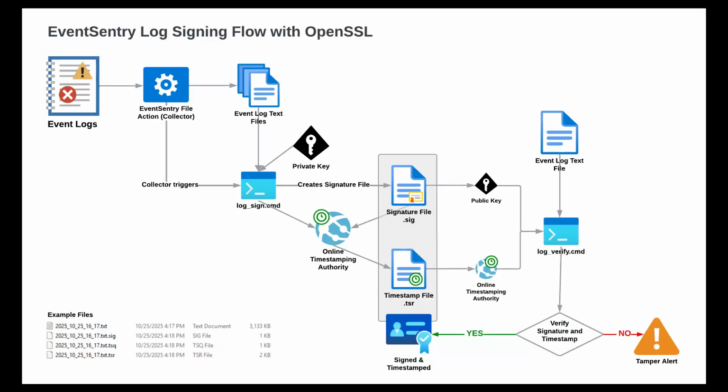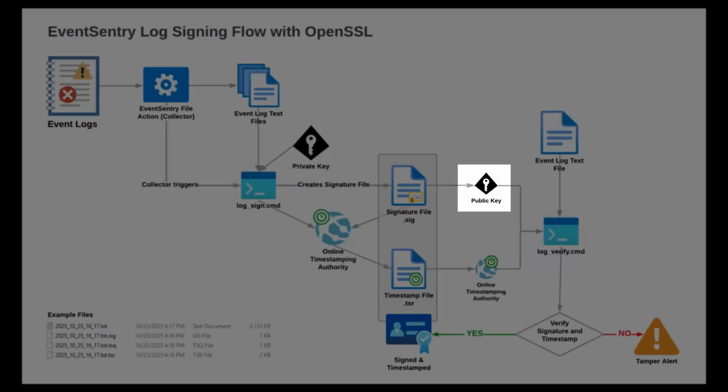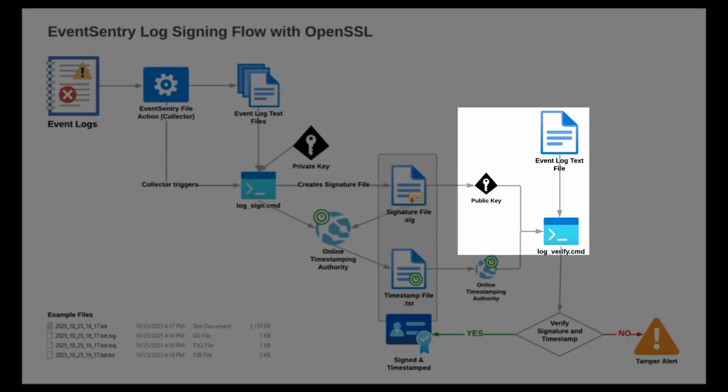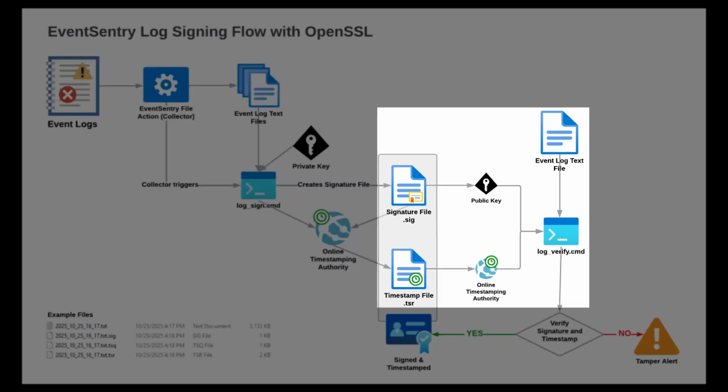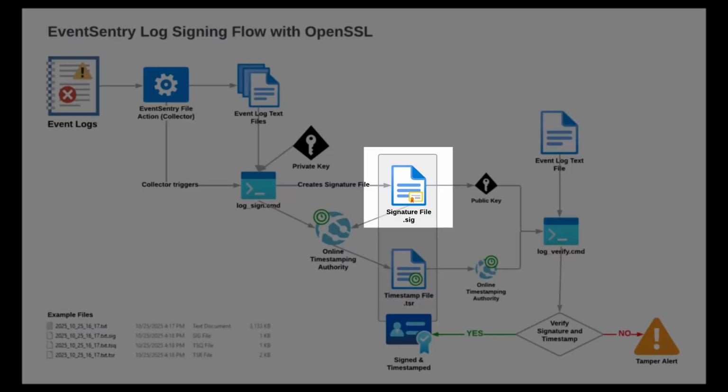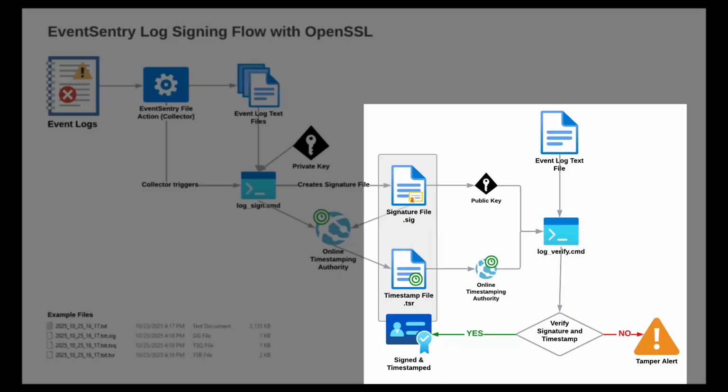Now, to verify the file, we need the public key. We do not need the private key, of course, so the public key could be copied onto a different system. For this, we have the log verify script that will use the public key to verify the signature, and it will also verify the timestamp. The digital signature, that's in the .sig file, was verified. The script will say the signature is okay, and it will also show us, assuming that the timestamping signature is okay as well, when the file was signed.